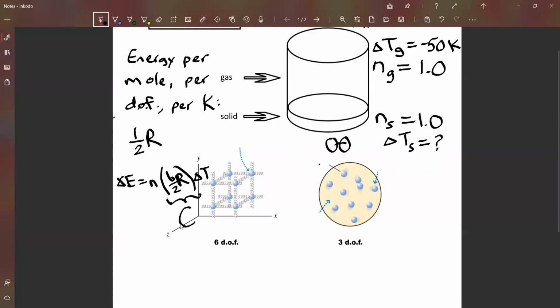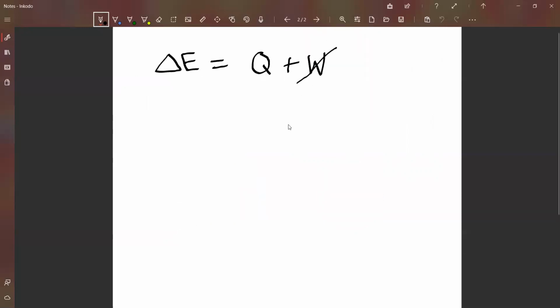So let me add a subscript S for the change in energy of the solid. There we go. So to tie that back to what I was saying a moment ago, I called this the molar heat capacity. I'm able to equate heat with change in energy because there's no work being done. That's what I showed you here with the first law of thermodynamics. The work is zero since there's no change in volume.